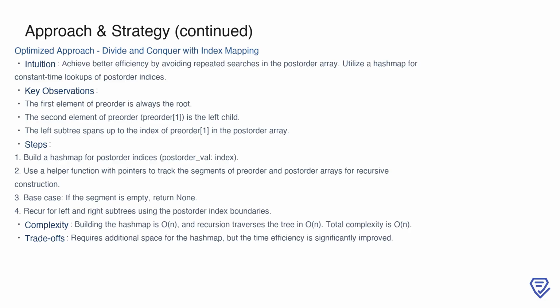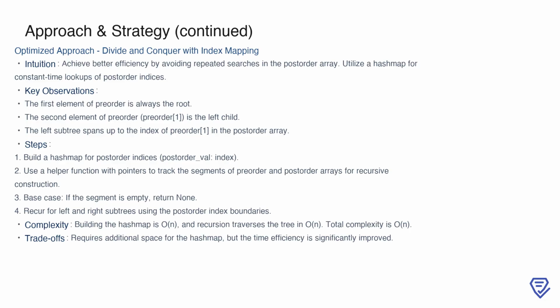However, instead of repeatedly searching for the left child's index in the postorder array, we pre-compute these indices using a hash map. This eliminates redundant searches and significantly improves efficiency. The process involves creating a helper function that uses pointers to track the segments of the preorder and postorder arrays as we recursively construct the tree. The base case is simple: when the segment is empty, we return none. For non-empty segments, we use the postorder index of preorder 1 to find the boundary of the left subtree and recursively construct the left and right subtrees.